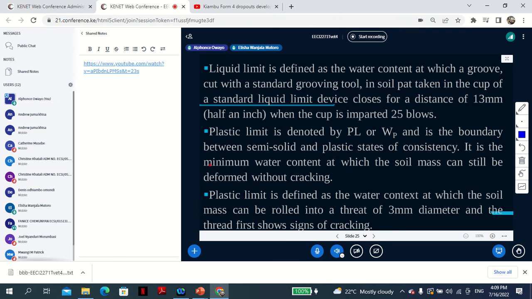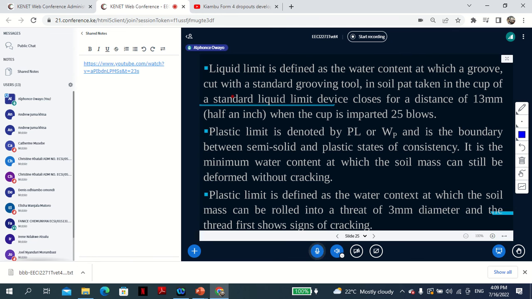Now, liquid limit is defined as the water content at which a groove cut with a standard grooving tool in soil closes for a distance of 13 millimeters, or half an inch, when the cup is subjected to 25 blows. This will get clearer in the next slide.